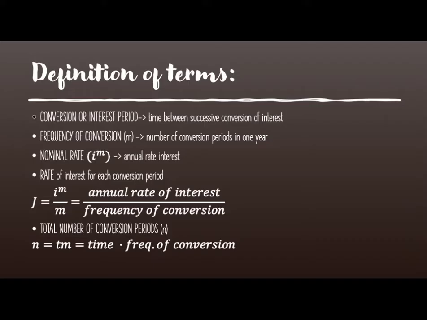Then, next is the rate of interest for each conversion period or yung j. So, si i raised to m kasi yun yung interest sa buong isang taon. Then, si j naman, yan na yung interest rate kada conversion period. So, kaya naging i raised to m divided by m or the annual rate of interest divided by the frequency of conversion. Then next is the total number of conversion period or yung n. So equal lang to kay t times m or the time times the frequency of conversion.